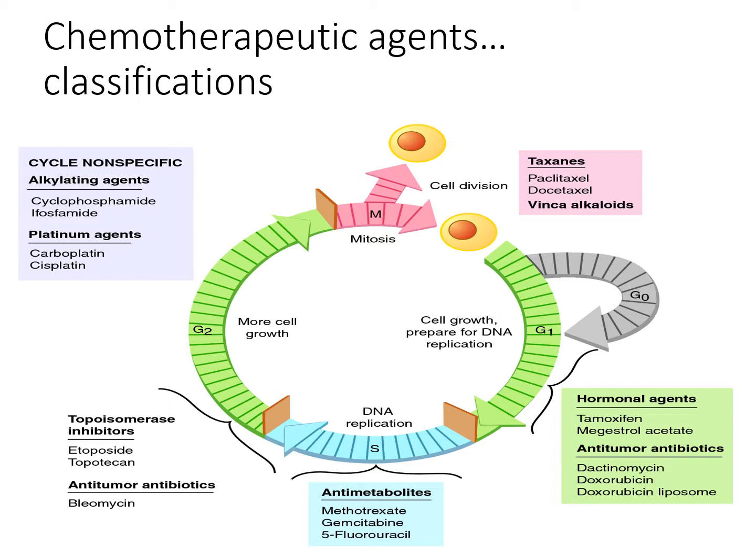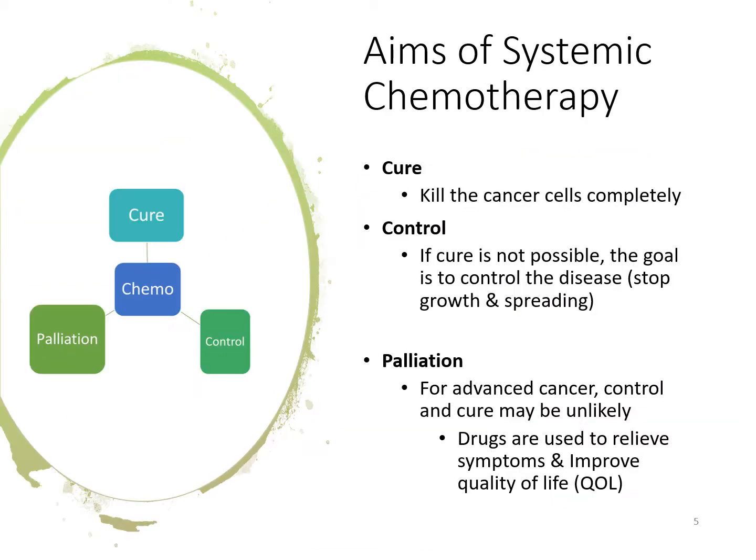So different agents work at different phases of this. And in treating cancers, we try to bring drugs that work in different phases of cell division so that we can target the cell maximally. That's what this slide illustrates. And there are other slides to explain this in the handout.